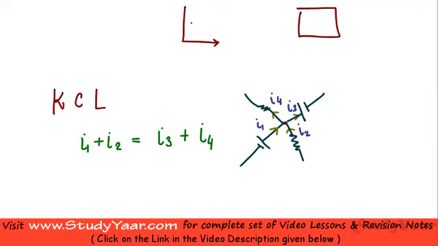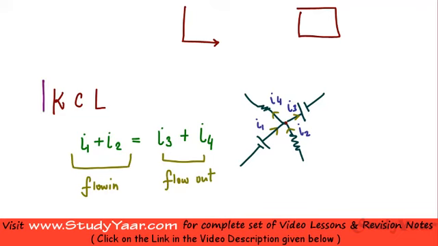So what it means is the sum of the currents which are flowing in is equal to the sum of the currents which are flowing out. Out of where? Out of your junction and into your junction. So that's your Kirchhoff's current law.